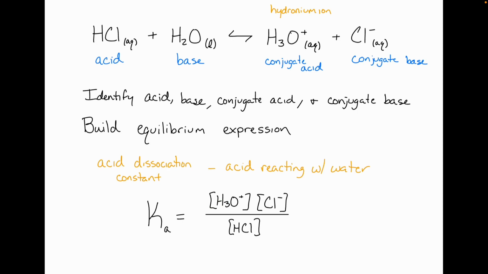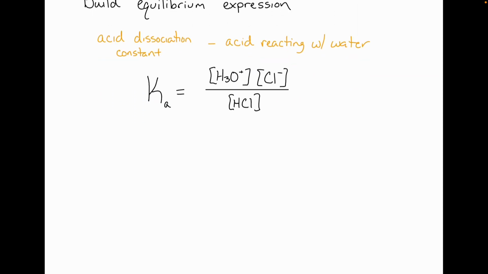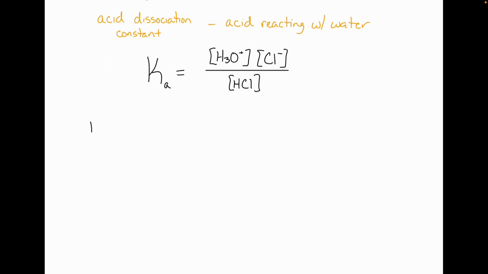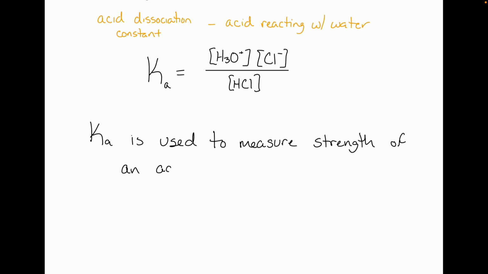Again, this would be an acid dissociation reaction where you have an acid reacting with water to form whatever that conjugate base is plus that hydronium ion. These Kas, acid dissociation constant, is used to measure the strength of an acid.